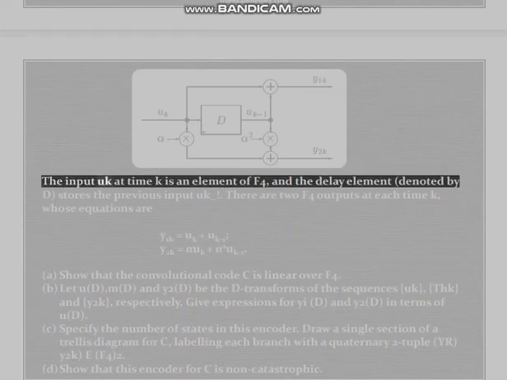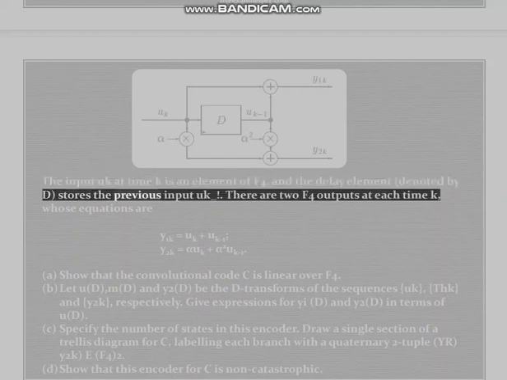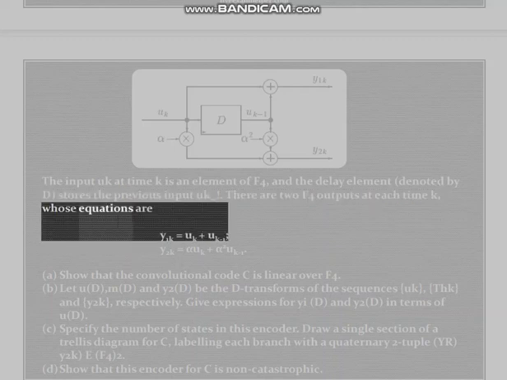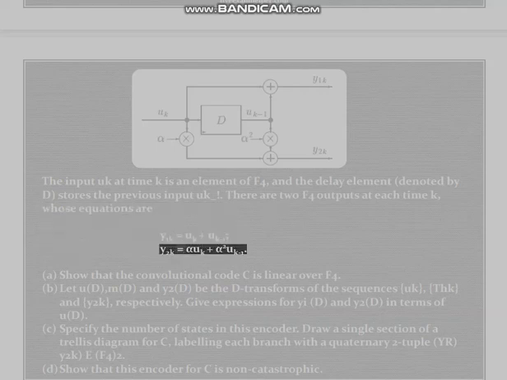The input u_k at time k is an element of F4, and the delay element, denoted by D, stores the previous input u_{k-1}. There are two F4 outputs at each time k, whose equations are y1k equals u_k plus u_{k-1}, y2k equals u_k plus alpha squared u_{k-1}.